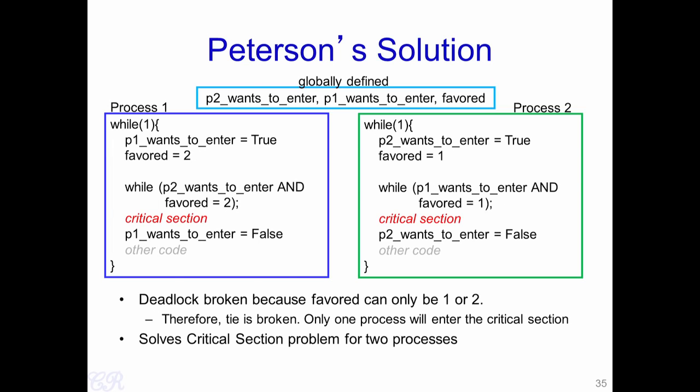In the next video, we will see the bakery algorithm, which is used to solve the critical section problem when there are multiple processes in the system. So, the bakery algorithm solves the critical section problem when the number of processes is greater than 2.